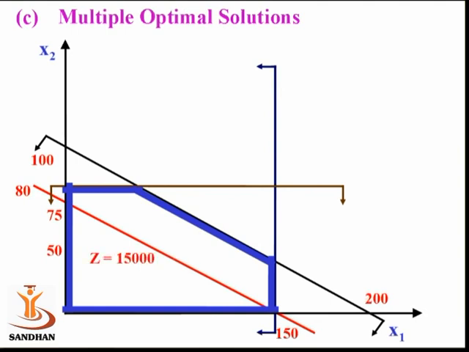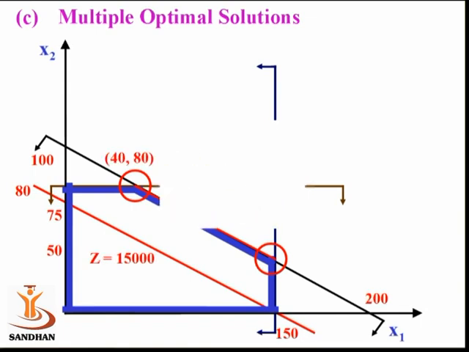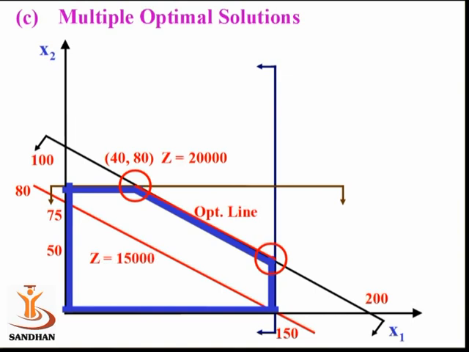So again in a similar manner, for the objective function, we move the isoprofit line and, reaching the corner, we find that the solution is defined by this line segment, and this is going to be an alternative solution case, where we get more than one solution. Those solutions can be concluded by this: x1 = 40, x2 = 80 and Z = 20,000.